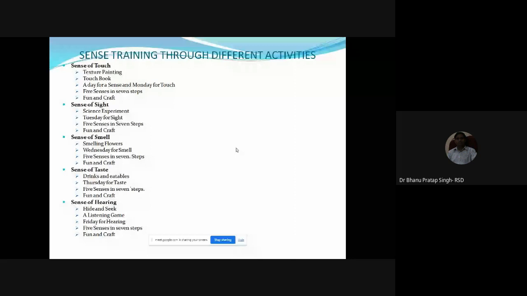Sight related. Because of the sense of sight, science experiments are developed, and the experiment ability is developed within the child. It should also provide the chance to see and recognize, visualize, and craft. Smell, sense of smell.